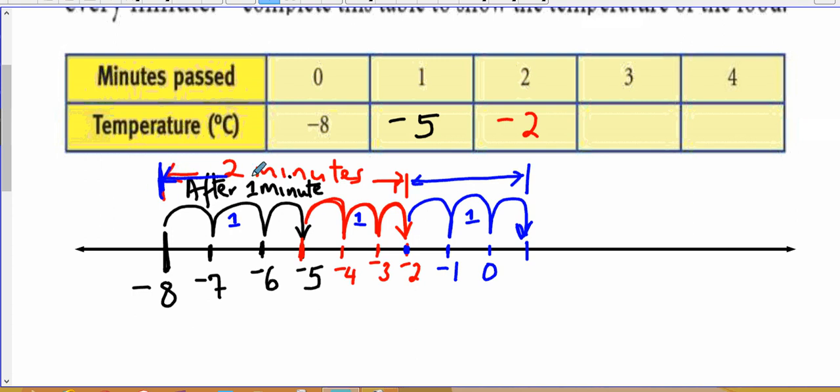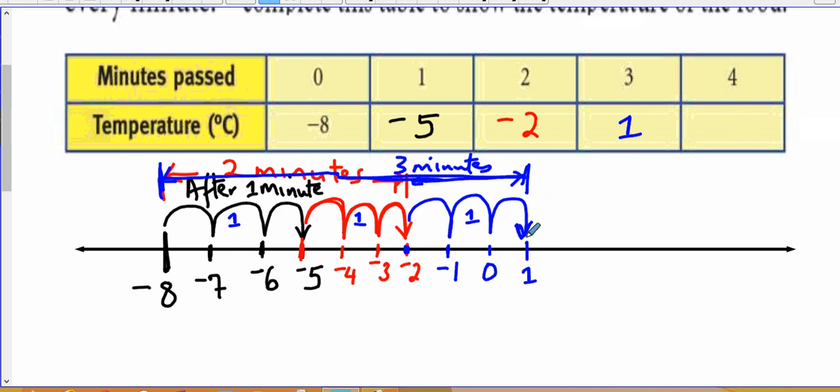So from here until here, we have a total of 3 minutes. How much is the temperature? The temperature is, let us check, -2, -1, 0. Then we have 1. So from -2, we have 1, 2, 3. And when you read the number line, after -2 will be -1, will be 0, will be 1. So after 3 minutes, the temperature will be 1 degree centigrade.